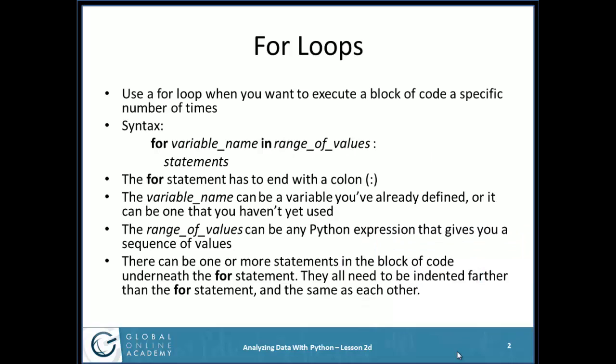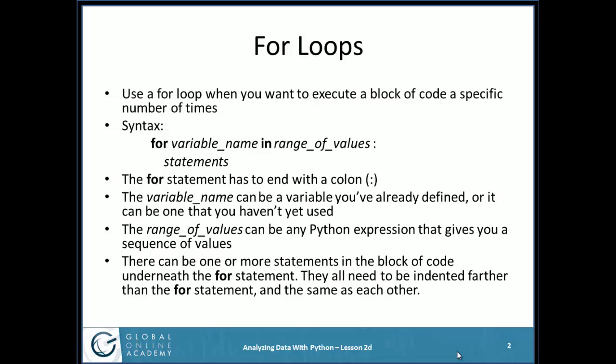We use a for loop when we want to execute a block of code a specific number of times. And the syntax is very simple. For, variable name, in, and then we give a range of values with a colon, just like we did for our if statements. Then we have a block of statements that are indented. The for and the in are keywords. You have to type those exactly as is. So the for statement has to end with the colon.